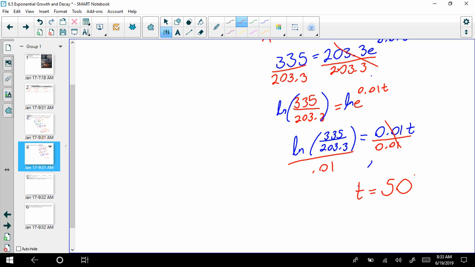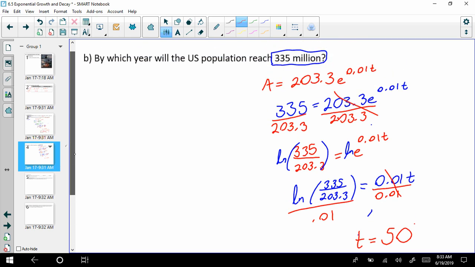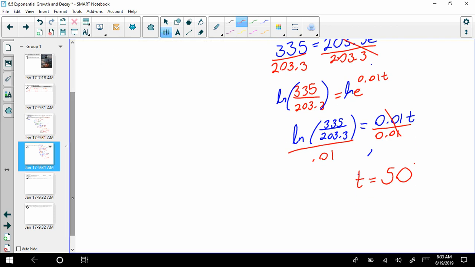So now we want to make sure we've answered their question. They say, by which year will the US population reach this many people? Well, my answer is not 50. I want to know, what year is it? So this represents 50 years for this to happen, and what was my starting year according to the original problem? Well, our function was modeled off of the starting year of 1970. So if I go 50 years from 1970, my answer should be the year 2020. I went 50 years from my starting year of 1970.